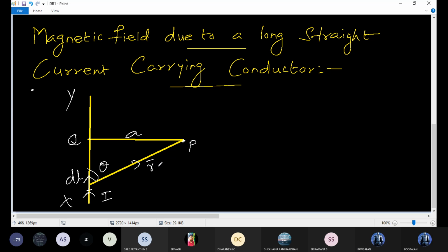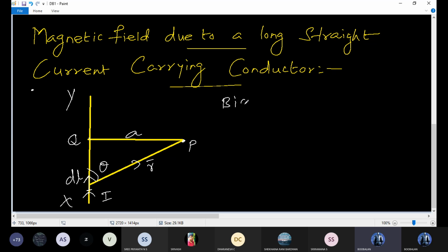Okay. So very simple. Listen. Consider a straight conductor XY carrying current I. We wish to find the magnetic field at the point P. The point and the XY conductor are perpendicular. Now we are using the Biot-Savart law.